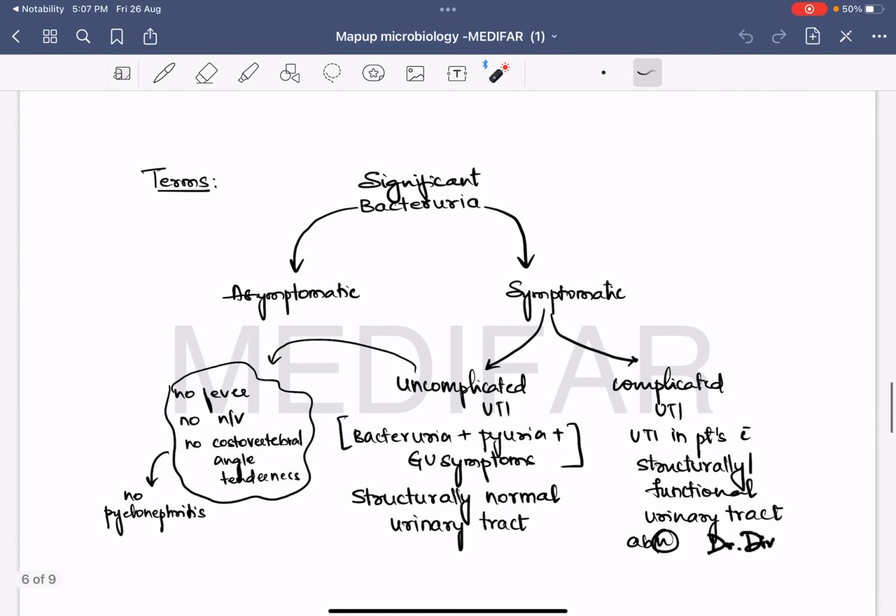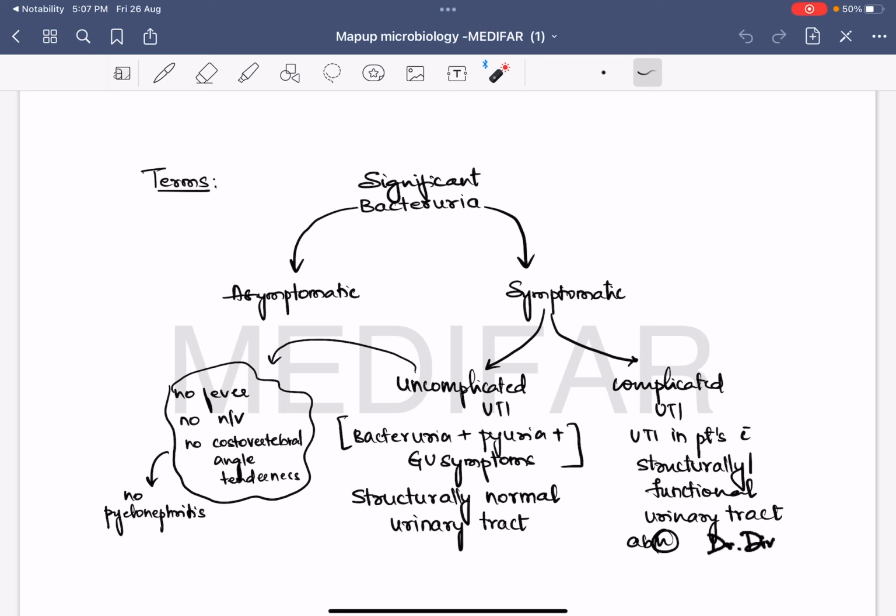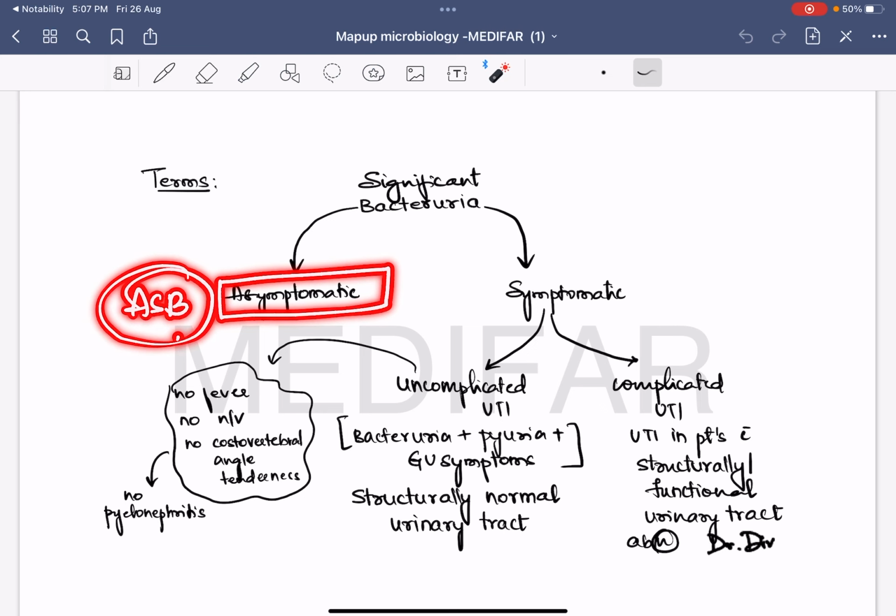First you have to know what is significant bacteriuria. Significant bacteriuria means if the urinary pathogen in the urine is more than 10 power 5 colony forming units per ml, then we call it significant bacteriuria. This bacteriuria can be present without symptoms also. Then we call it asymptomatic significant bacteriuria.